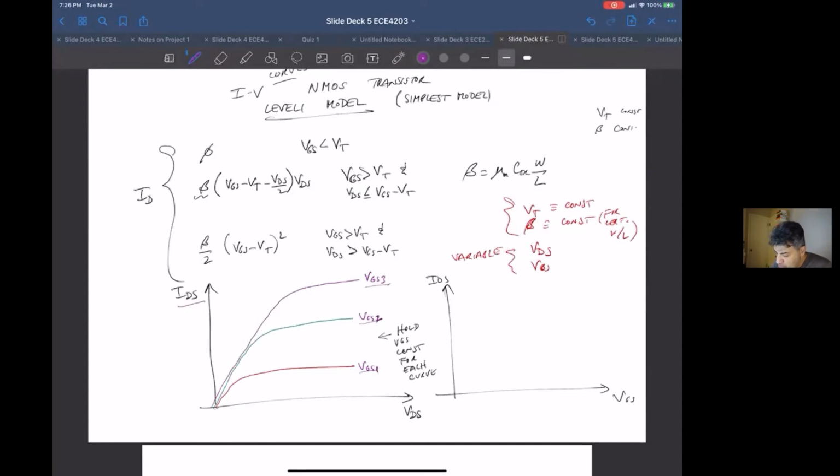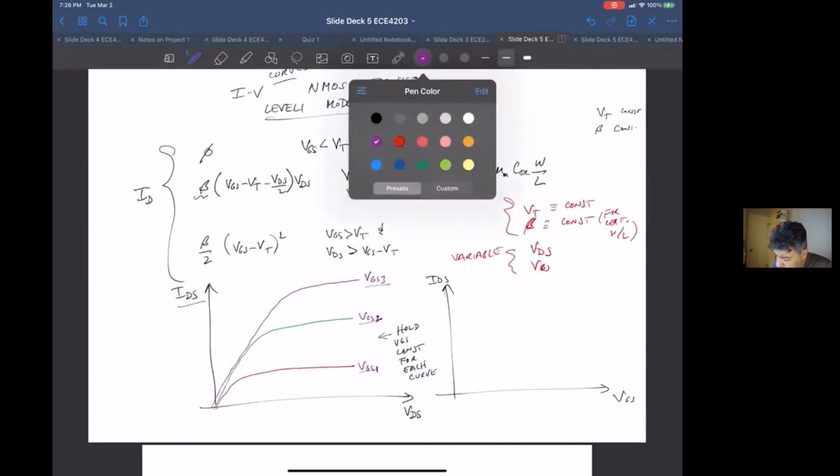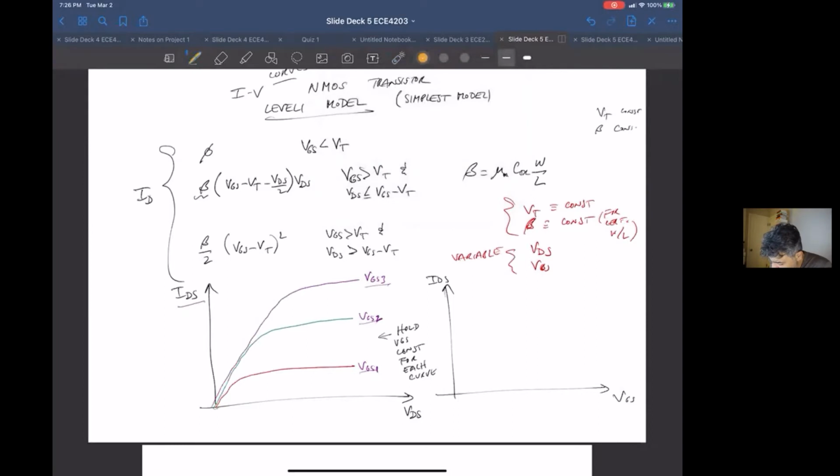And so the features of this graph are, when VGS is, let's see, let's use orange, VGS is less than V sub t. If the gate source voltage is less than VT, then I sub D is 0 regardless of what VDS does. It just stays 0. Okay, so that's that curve.